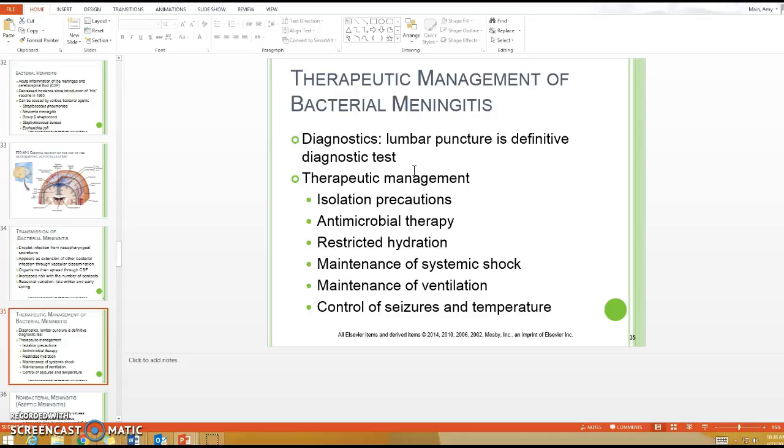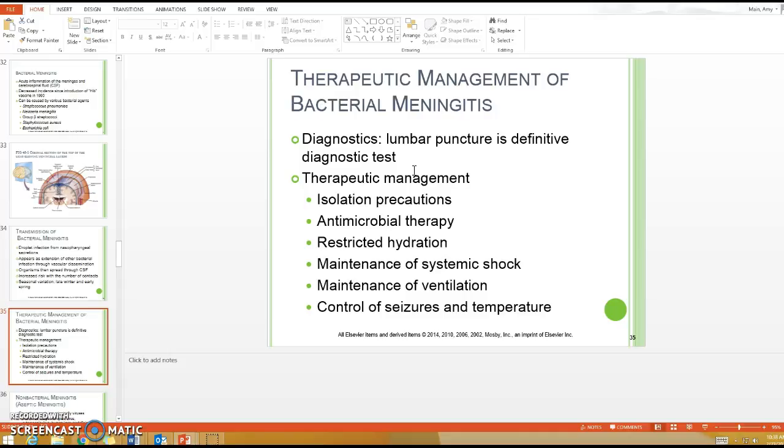With that being said, you want to monitor and prevent or provide maintenance for systemic shock, especially if it is a secondary type infection. The body's already fought one battle and lost, and now it's moved throughout the body to the cerebrospinal fluid. So that means there's multiple organ systems fighting this infection, in addition to the neurological.